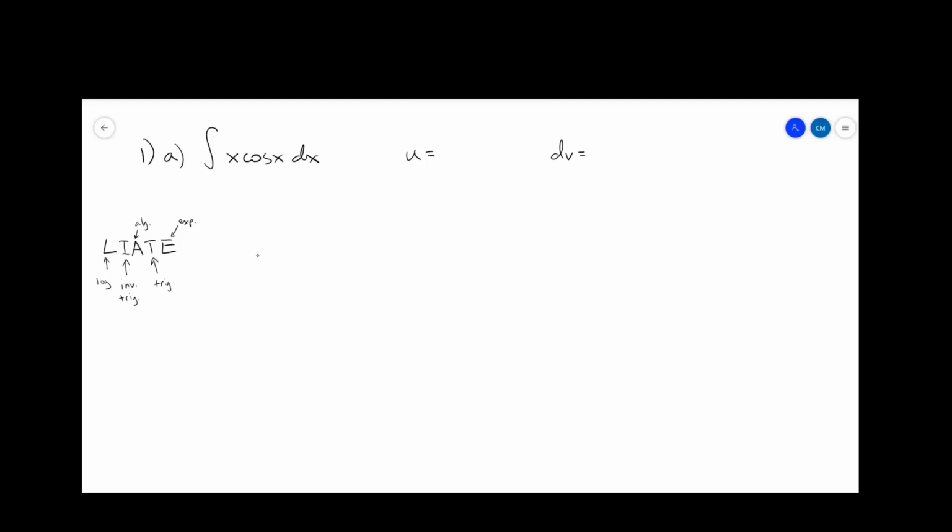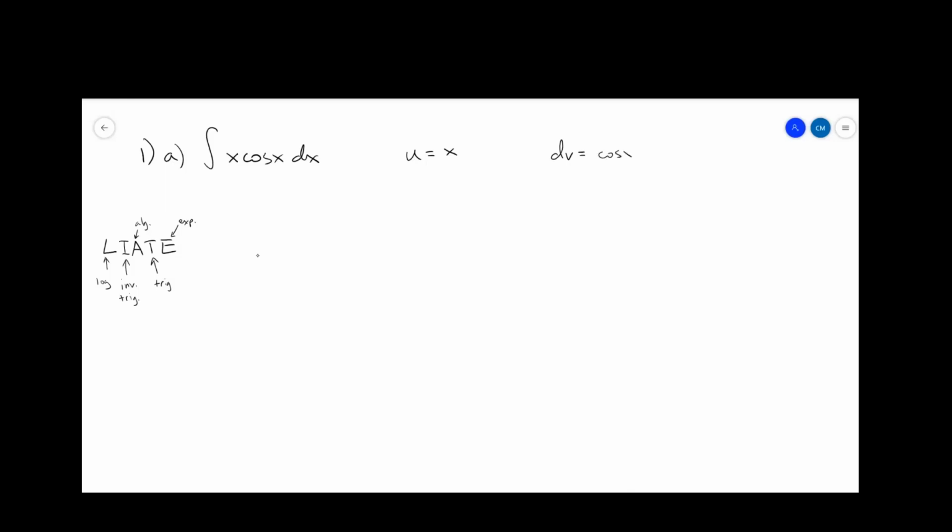Well, let's see, according to LIATE, we don't have any logarithmic functions. We don't have any inverse trig functions. We do have an algebraic function, though. x is an algebraic function, so that's what we have to make u be. That means that the rest of the integral has to be dv. Well, what's left? Cosine x dx.